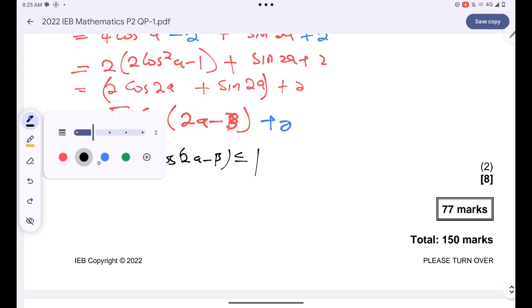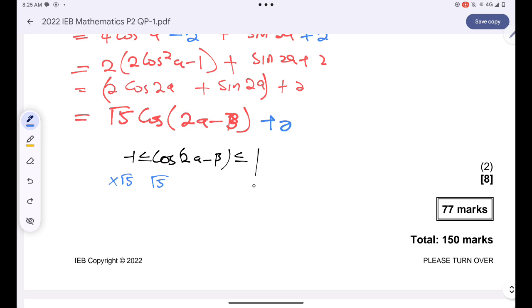If I multiply this by square root of 5, I must also multiply by square root of 5 on both sides as well. Are you together? Remember that I have cos of 2a minus beta. Okay, so if I multiply by the square root of 5 inside, that means I must multiply by the square root of 5 on the other two sides as well. Are you together? And then I'll end up having negative square root of 5 is between the square root of 5 cos of 2a minus beta.